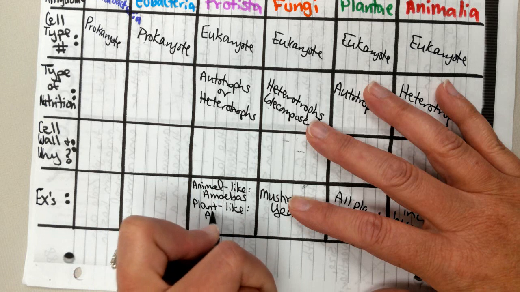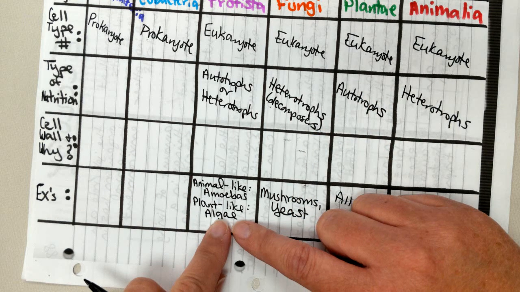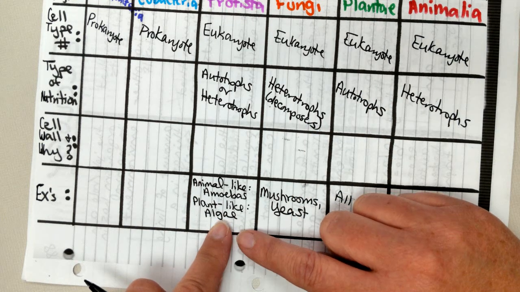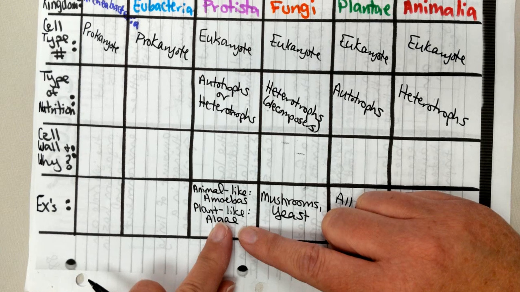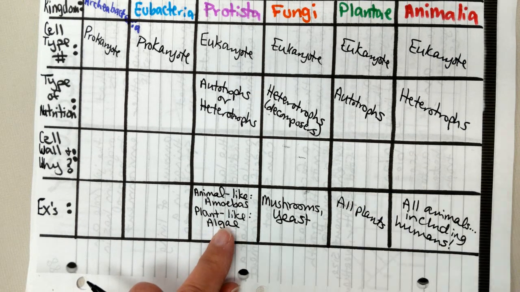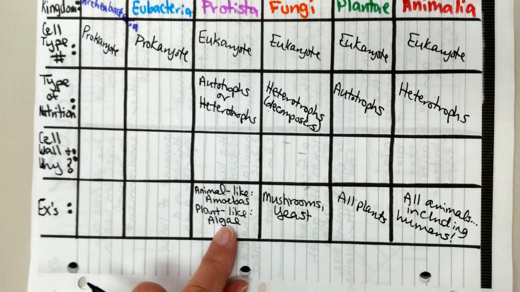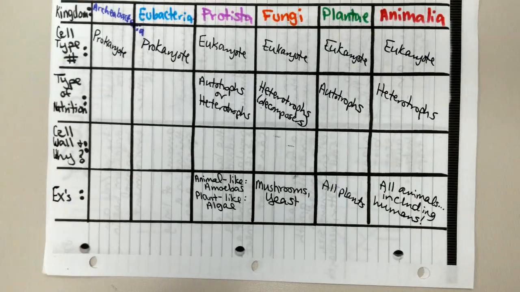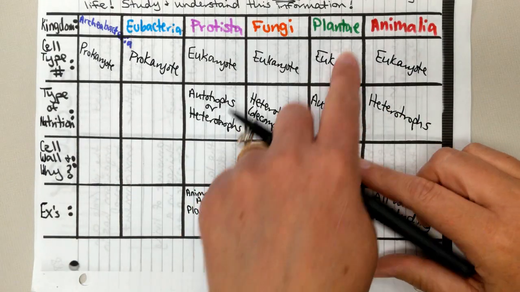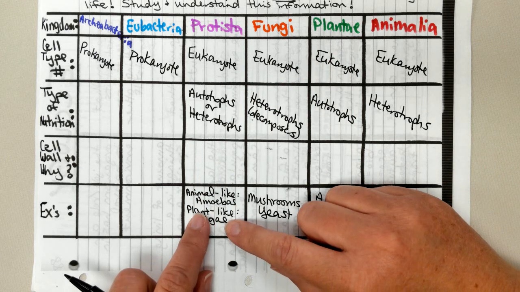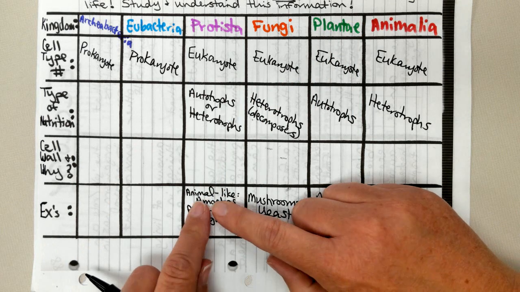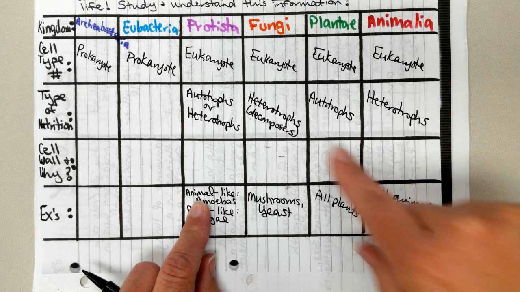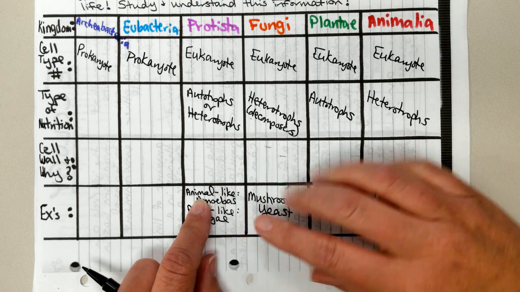Then you have plant-like, like algae. Algae used to be considered a plant. It's green, but the deal is that it's unicellular. It does make its own food. So these are autotrophs. They just don't quite fit in this kingdom, so they moved them over here to plant-like protist. Animal-like protist don't quite fit over here, so they moved them over here to animal-like protist.